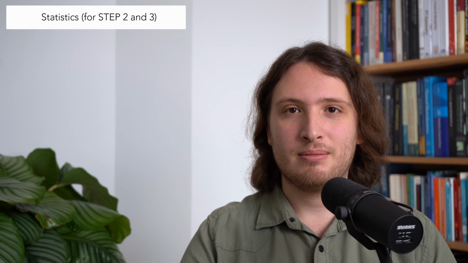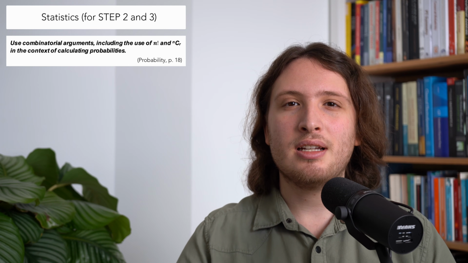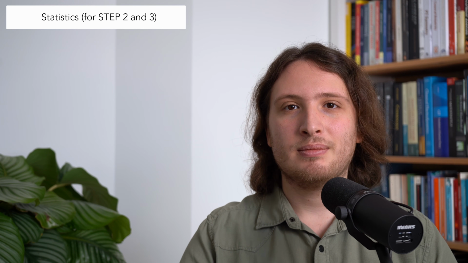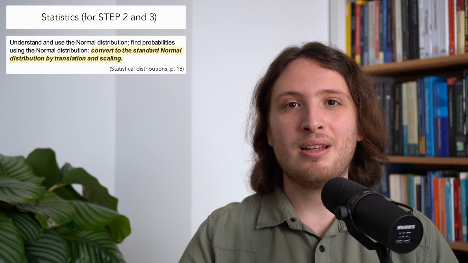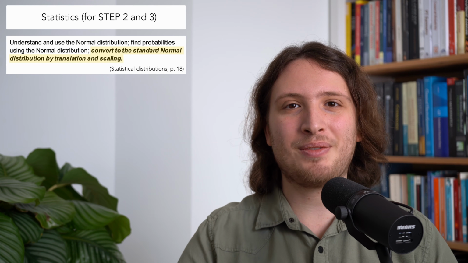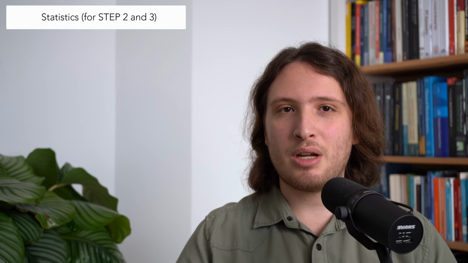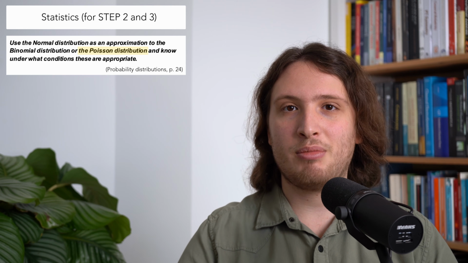Regardless of whether you take optional statistics modules, there will also be some material from stats that you need to address for STEP. For step 2 and 3, you'll be required to use permutations and combinations to solve probability problems, specifically in the context of equally likely outcomes. There's also the conversion of a normal distribution to a standard normal distribution via the use of translation and scaling. Although this isn't officially part of the A-level specification, in practice many teachers will actually cover this regardless. You also need to be prepared to use the normal distribution as an approximation to the Poisson distribution.